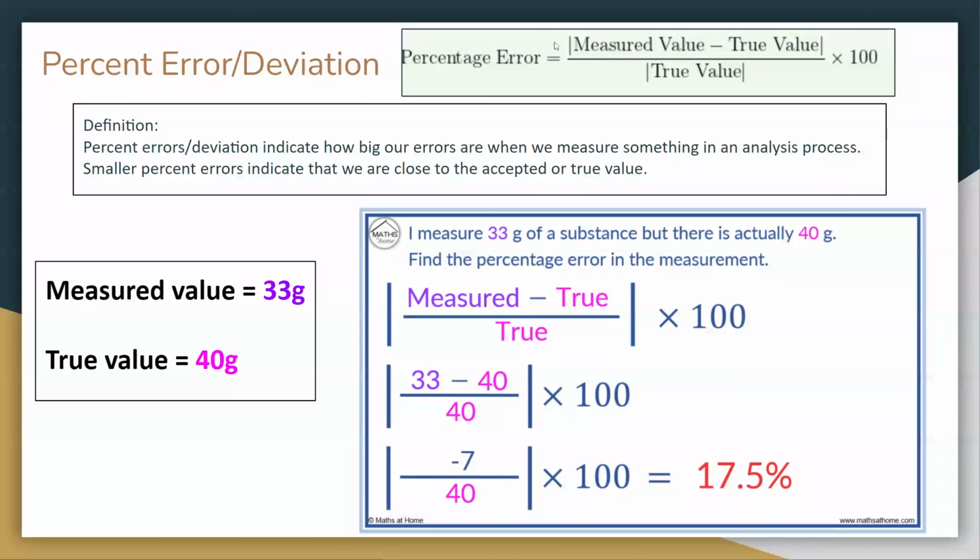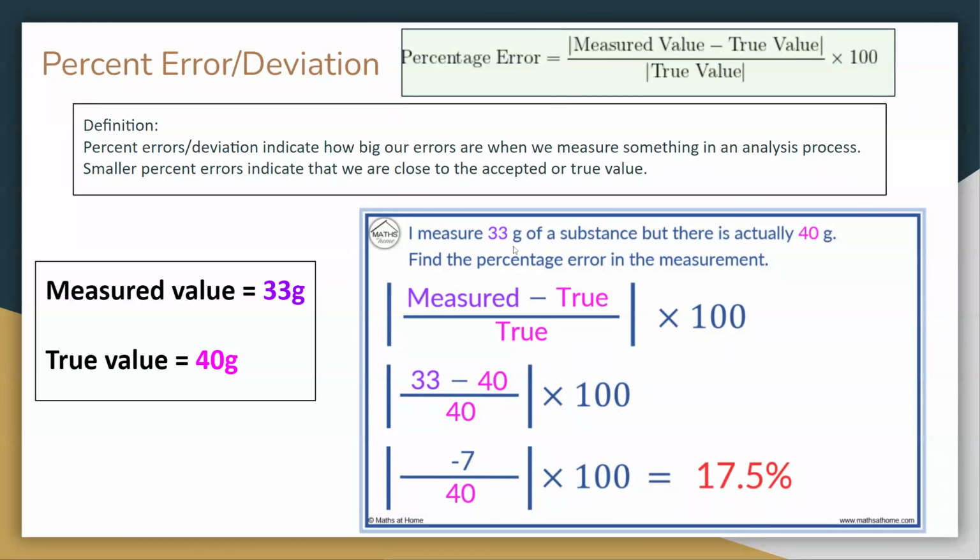So, the equation for percent error or percent deviation, and you should write this in your notebook, is the measured value minus the true value all divided by the true value times 100. Do you see these vertical lines? The vertical lines, if your number is in a vertical line, this just means that whatever number you get, just make it into a positive number. You don't have to deal with negatives when it comes to percent error.